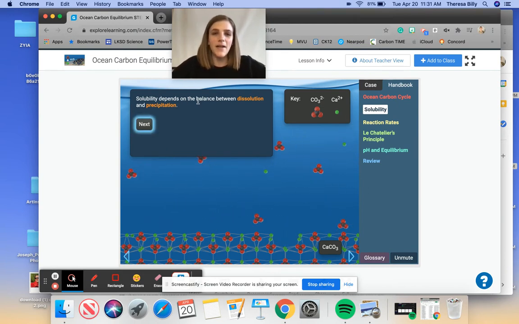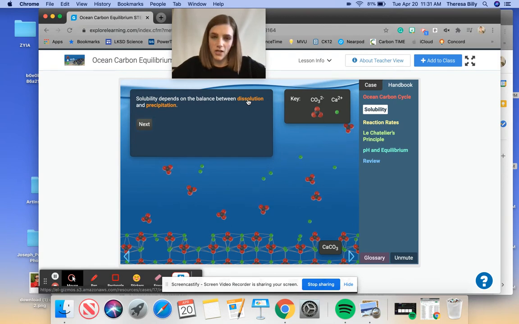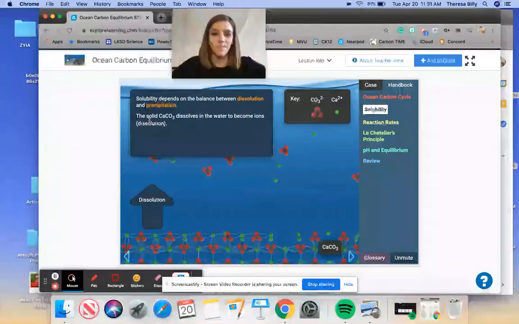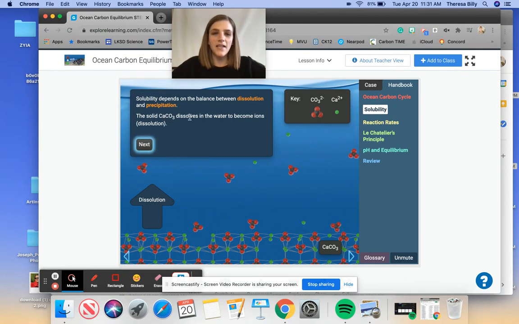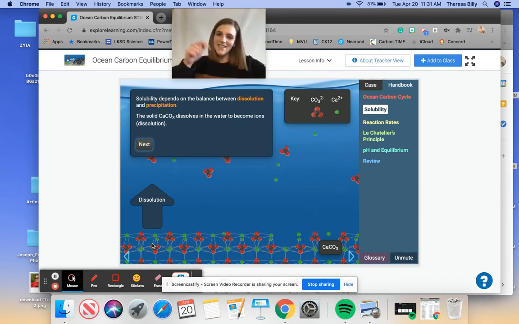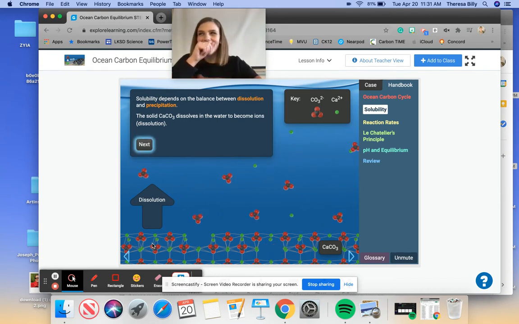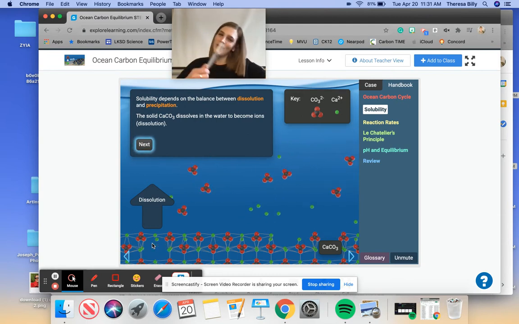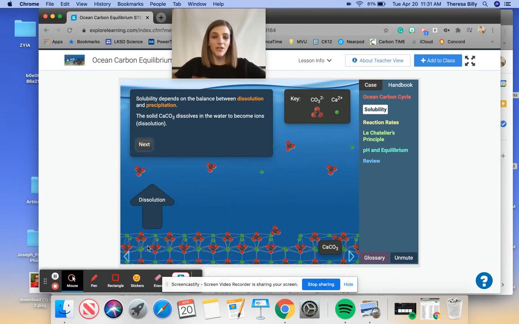It says solubility depends on the balance between dissolution and precipitation. The solid calcium carbonate dissolves in the water to become ions, and that's the process known as dissolution. The way I remember that is that dissolution sounds like "dis going in the solution." Oh my gosh. If it helps you, it helps you. Dissolution is going into the solution, which means we're going from a solid version of calcium carbonate and turning it into a solution. We're going to break it apart into its calcium ions and its carbonate ions, and they're going to be floating around in the ocean water.